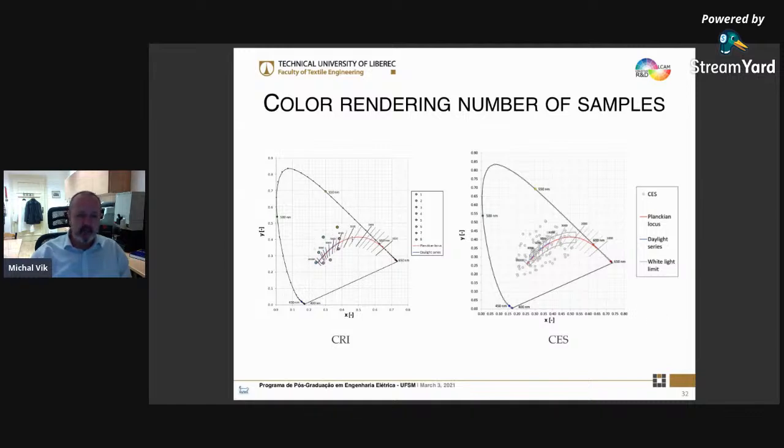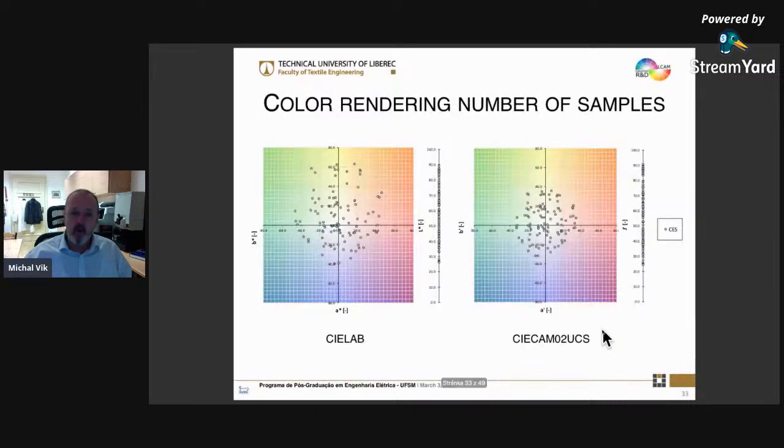On the left side, you can see 8 samples of CRI. On the right side, you can see 99 samples of the TM method, and also now CFI of CIE. In the XYZ system, expected in the CIE xy diagram, or you can represent it in different color spaces. On the left side, you can see the distribution of these samples in CIE LAB color space. On the right side, you can see the distribution of these samples in the UCS version of the CAM02 model.